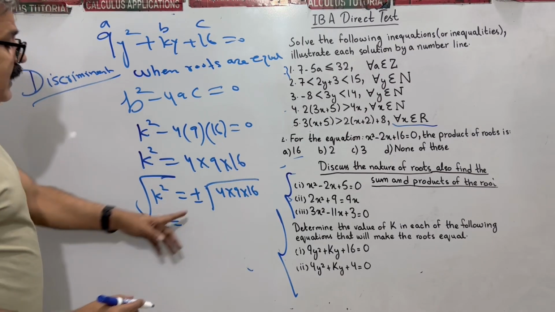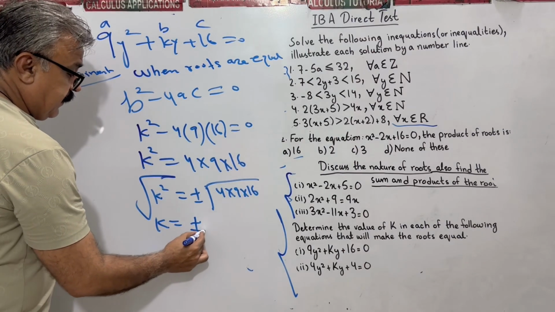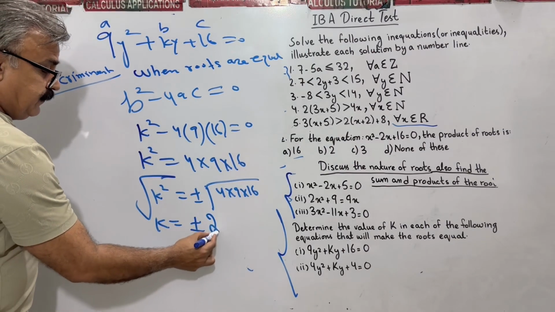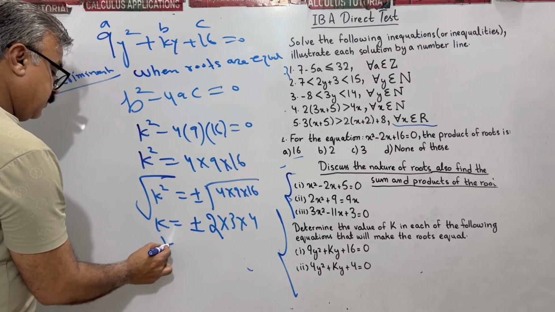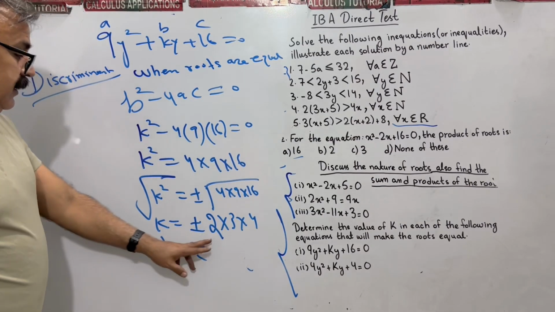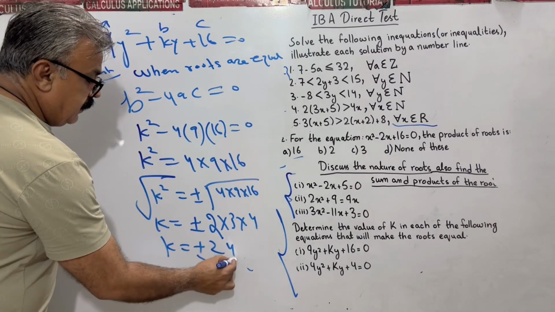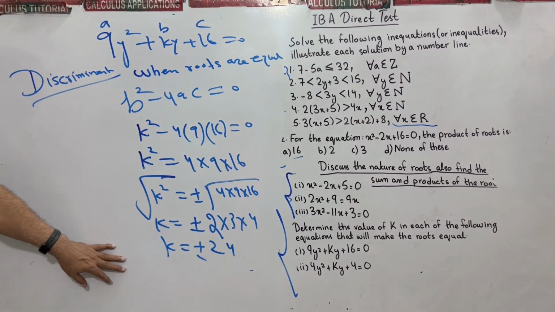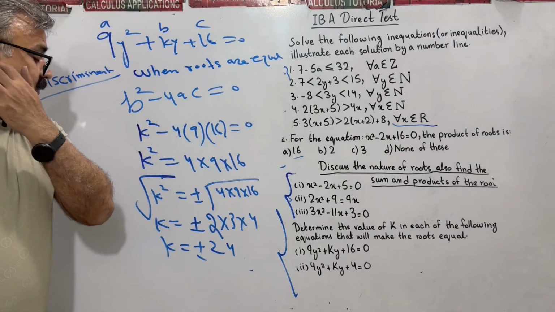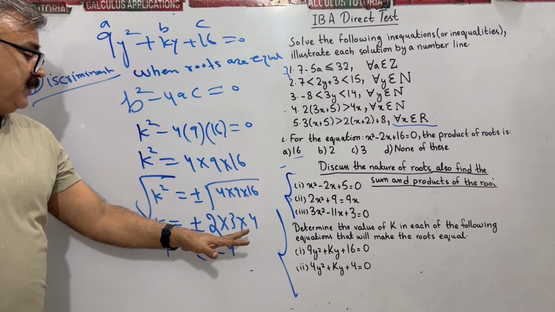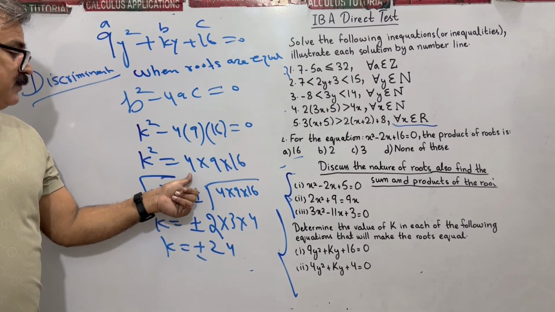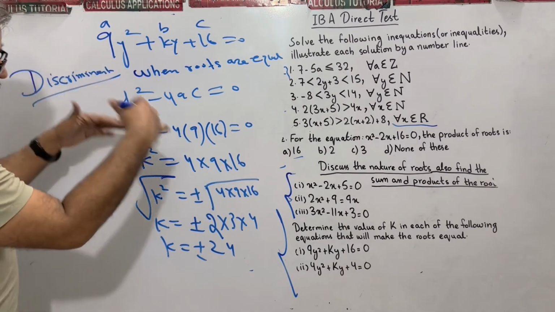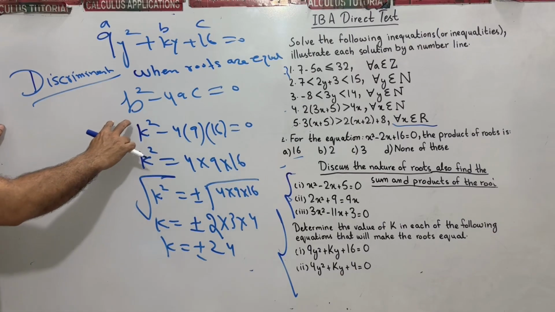Look, why haven't I multiplied? Because there is a logic. Square root of 4 is 2, square root of 9 is 3, square root of 16 is 4. So k is equal to plus minus 24. 24 is our answer in that case. Otherwise, we would have to multiply this and it would become 576, then take the root of this. 4 is a perfect square, 9, 16. Just take the direct square root.